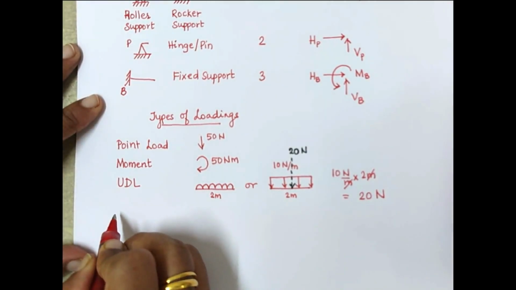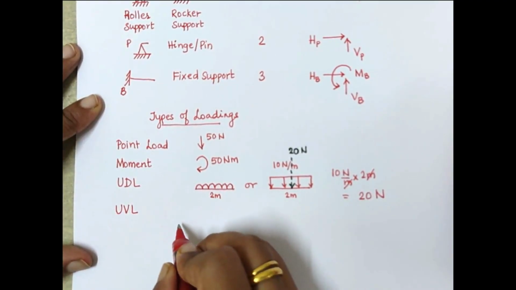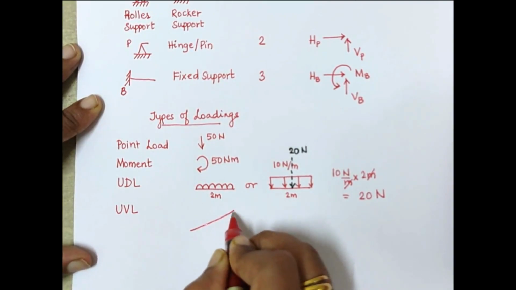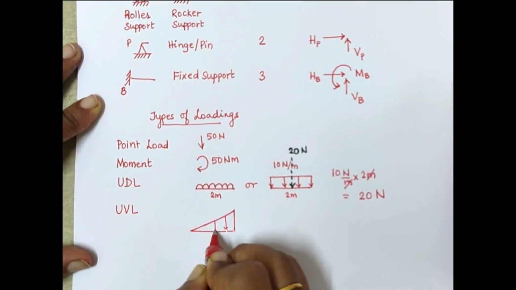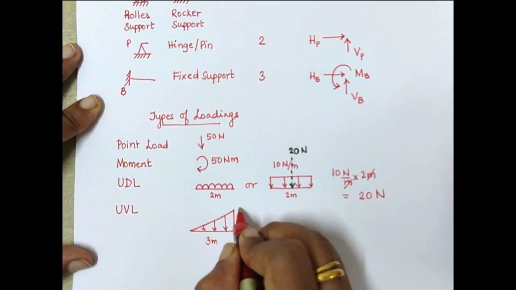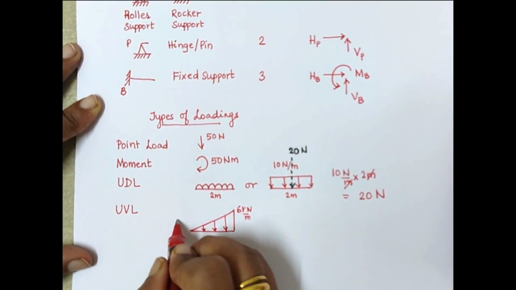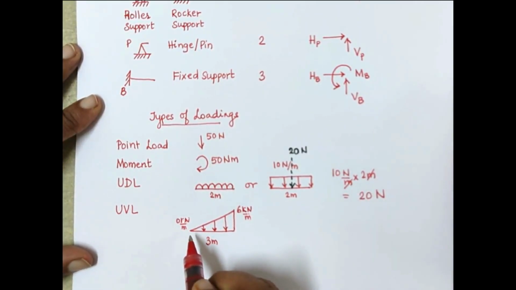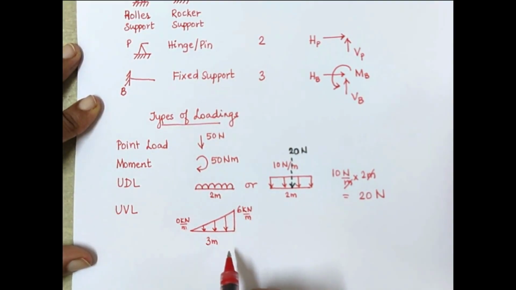The next loading that we have is known as uniformly varying load. In this particular case, the loading is varying, but it is varying uniformly. So it forms a triangle. So you have a length of the triangle, say it is 3 meters. Say you have a 6 kilonewton per meter loading here and a 0 kilonewton per meter loading here. That means your intensity begins from 0 and extends till 6 over a span of 3 meters.